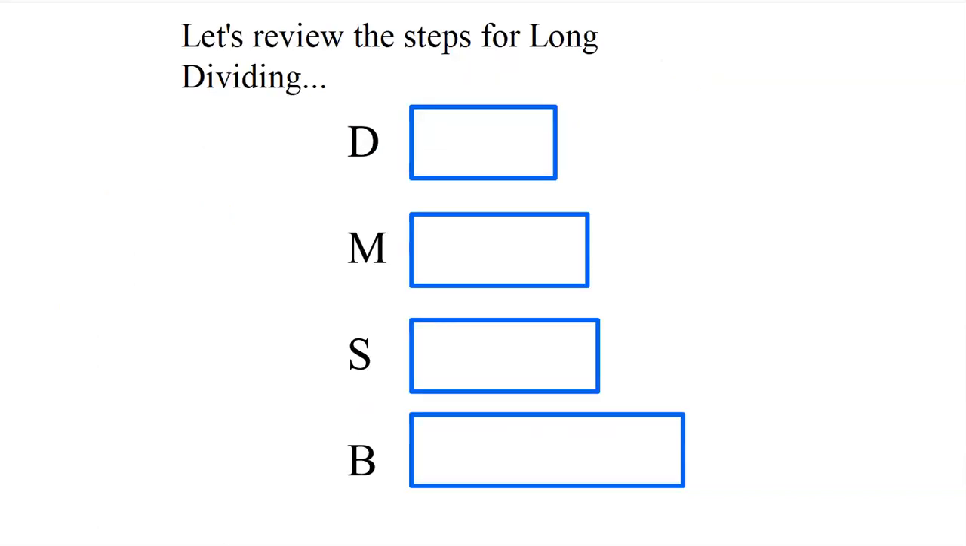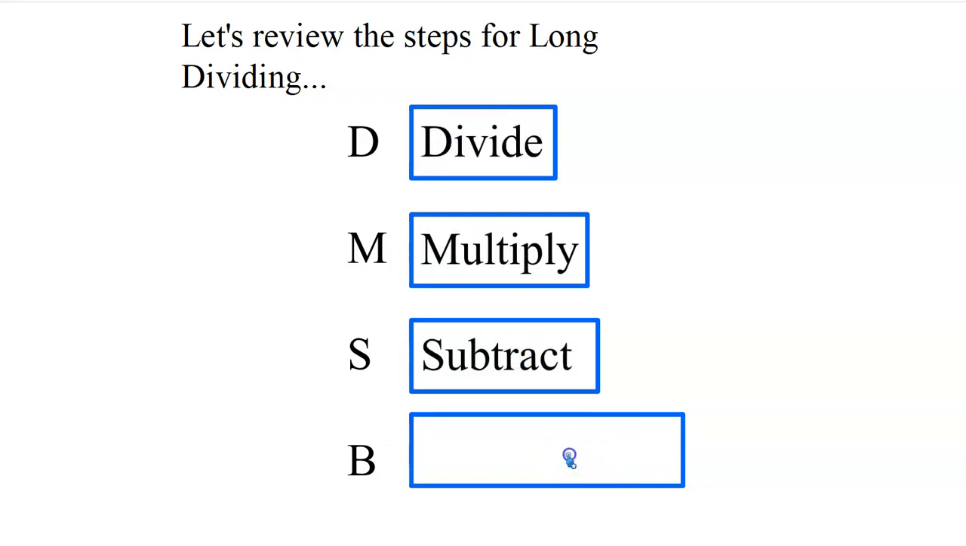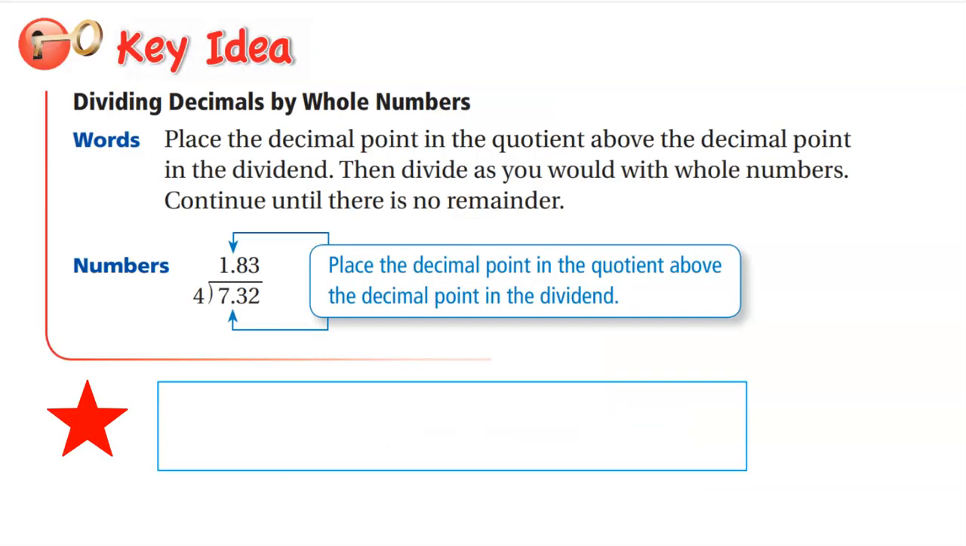Now we're going to go over the steps for long division. You divide, you multiply, you subtract, and you bring down. So those are the steps that you repeat over and over again. And now this time, because we're dividing with decimals, you're going to divide until you have no remainder left, right? So it's DMSB. Okay, this is the key idea in your textbook.